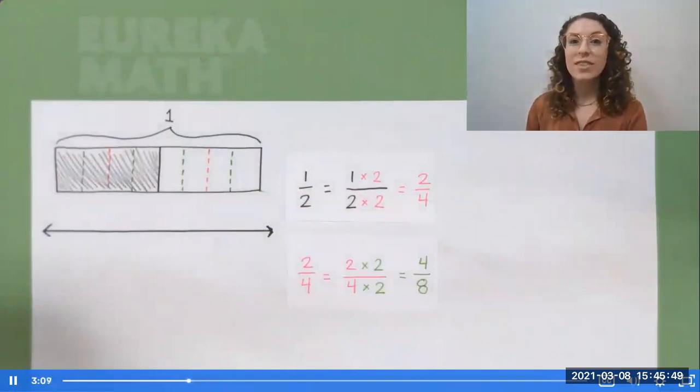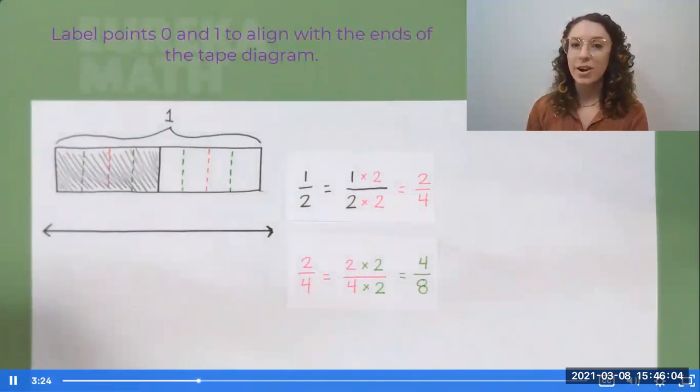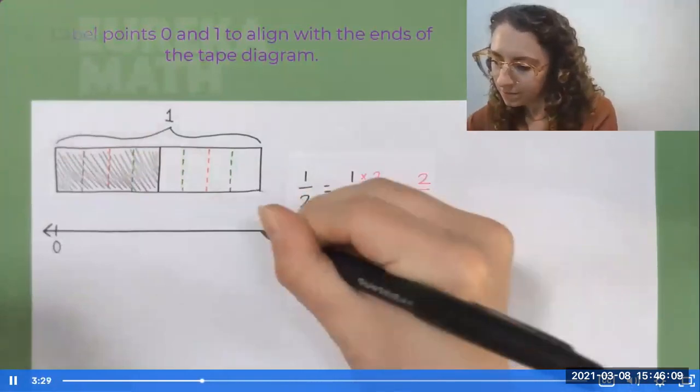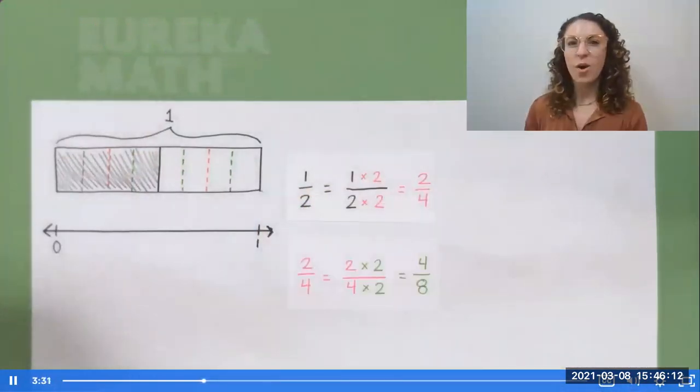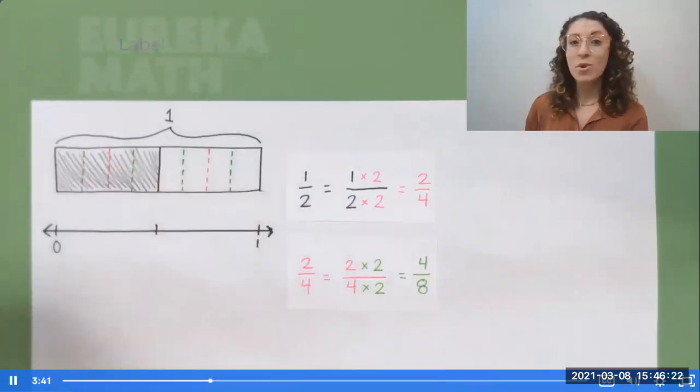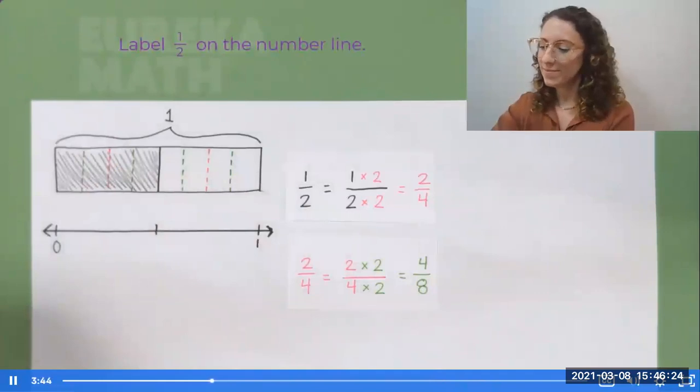We'll relate the fractions on this number line to where they're represented on the tape diagram. It's like we're flattening it out from a two-dimensional shape, a rectangle, to a one-dimensional figure, a straight line. Label points 0 and 1 so they align with the ends of the tape diagram like this. Where is 1/2 on this number line? Label 1/2 on the number line.